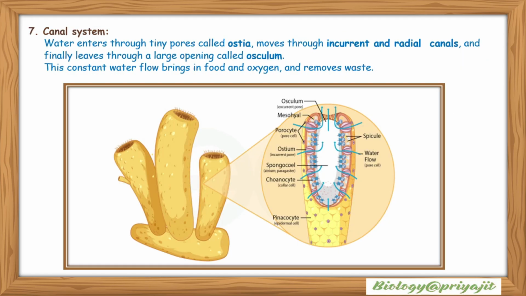Now you should know the most important characteristic feature of Porifera, that is the canal system. The water enters through tiny pores called ostia. It moves through incurrent and radial canals and finally leaves through a large opening called the osculum. This constant water flow brings in food and oxygen and removes waste. So it performs three basic functions: food collection, oxygen transportation, and the removal of waste. Three functions are performed by the canal system of sponges.